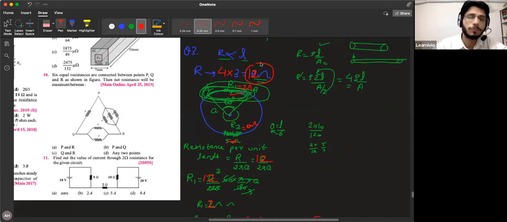So if your length becomes double, then area of cross section will get half and your resistance will become 4 times.